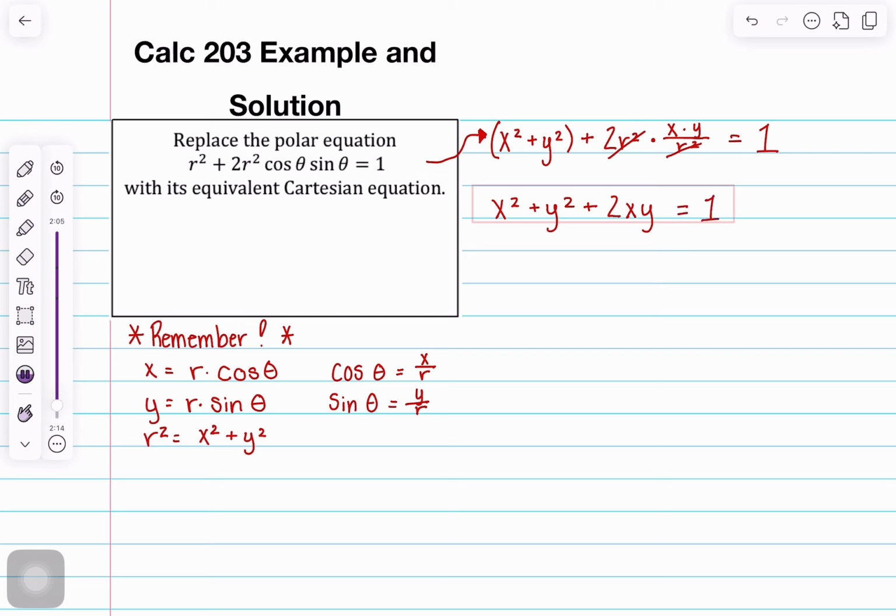We have now reached our solution. This is our polar equation in its Cartesian form.